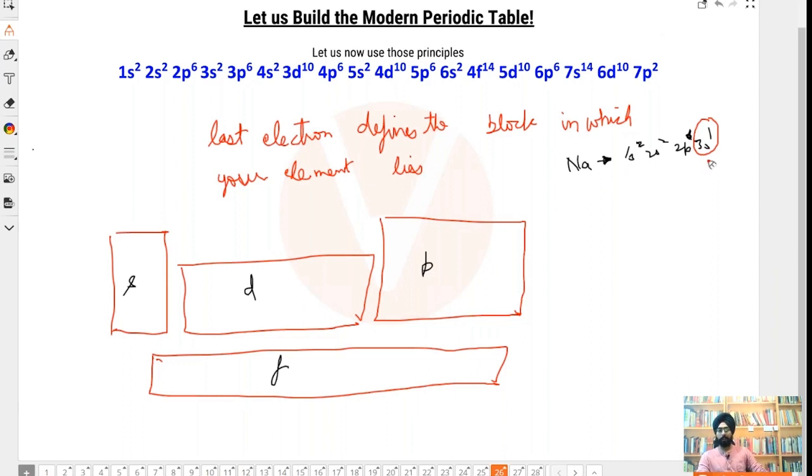So the last electron is going into the S orbital, and that is why sodium is present in the S block. Similarly, for chromium, we saw that the electronic configuration is what? People, remember the last 3D4S?